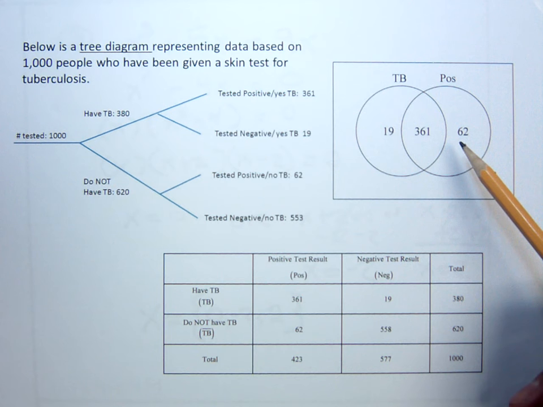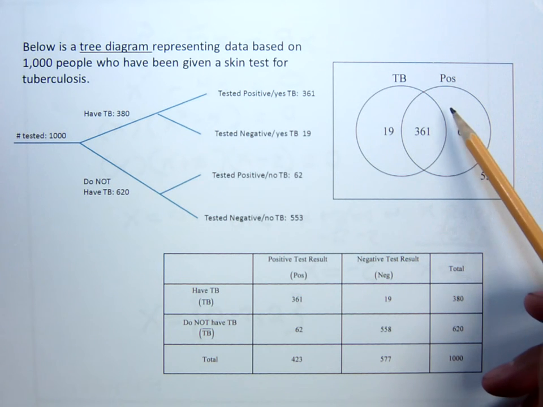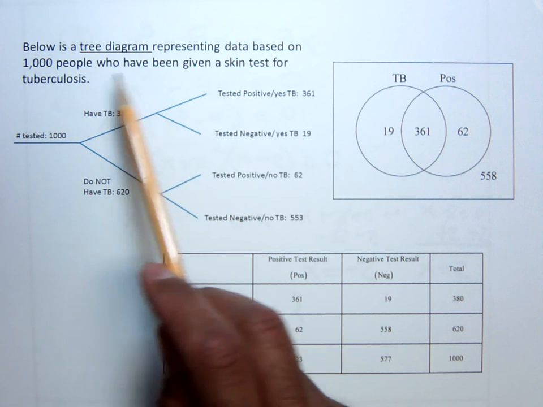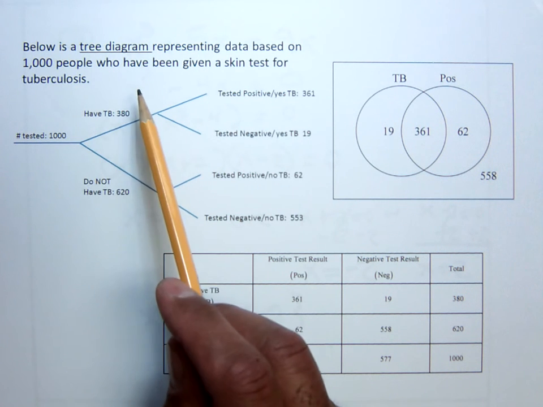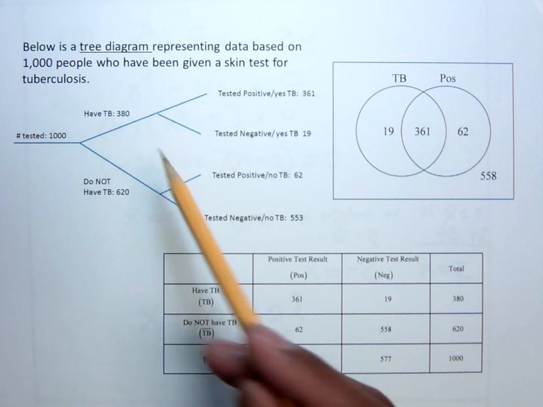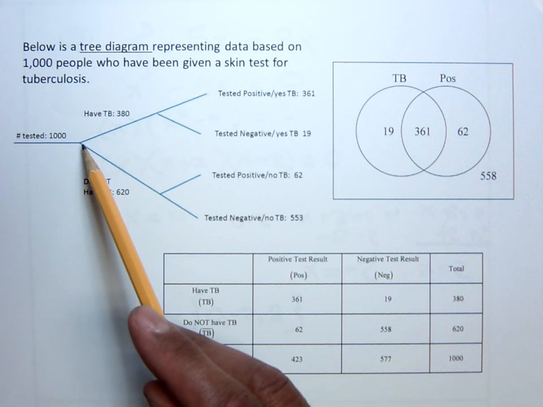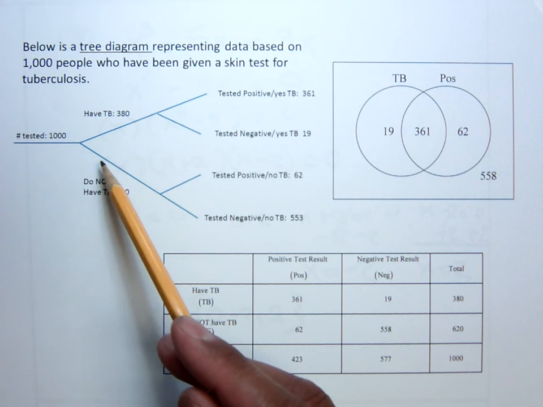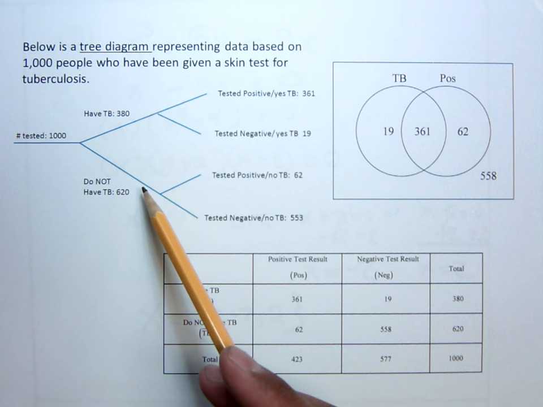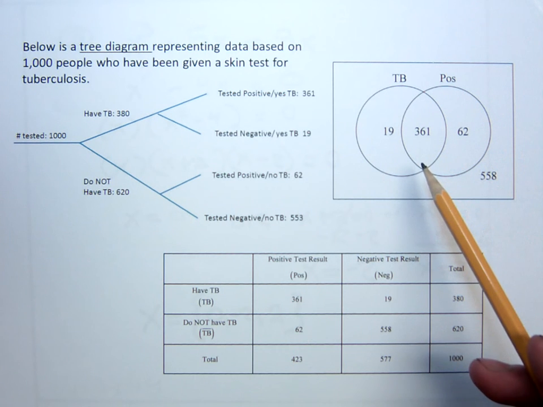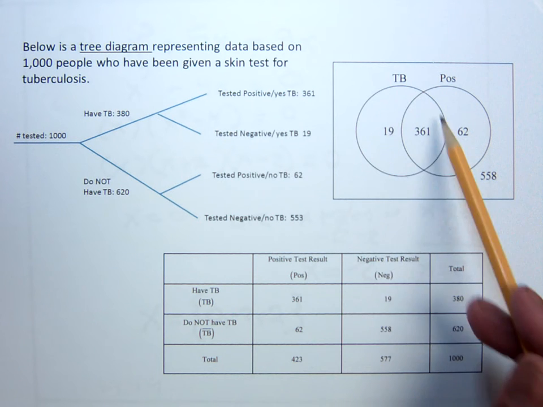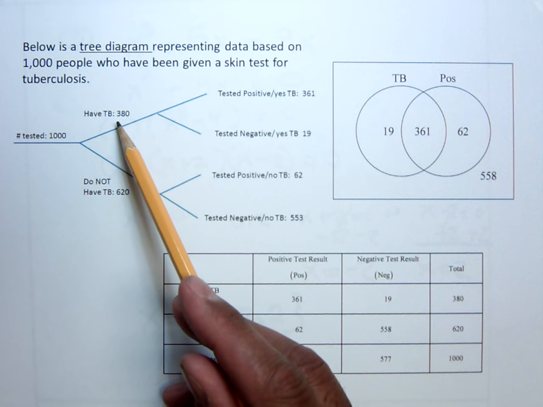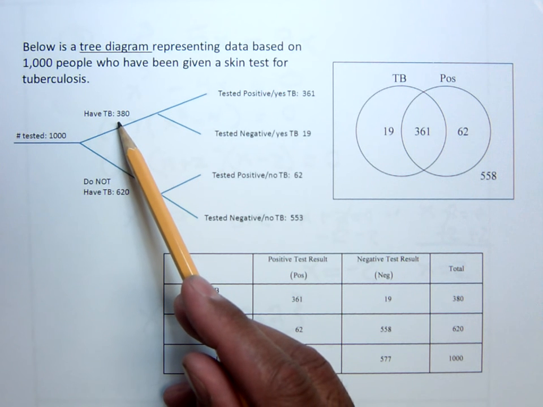We've done it recently. So this tells us, based on this sentence here, that this tree diagram represents data of 1,000 people who have been given a skin test for tuberculosis. According to this tree, there are people that have tuberculosis, that have TB, and there are people that do not have TB. On our diagram, the people that have TB are inside of this circle, inside of the TB circle. On the tree diagram, it says that 380 people have TB.